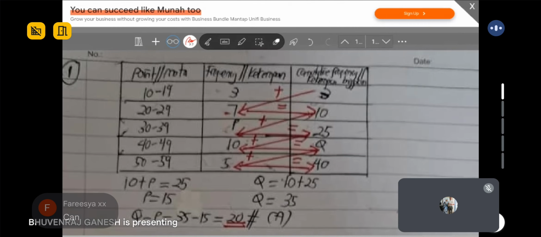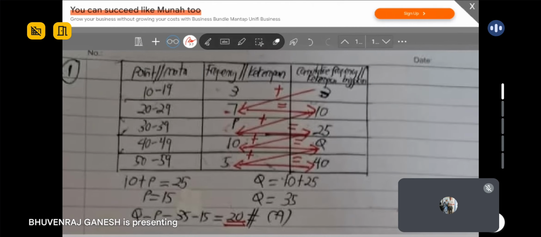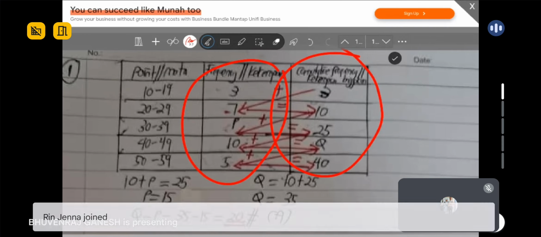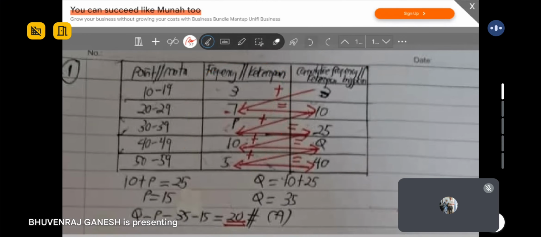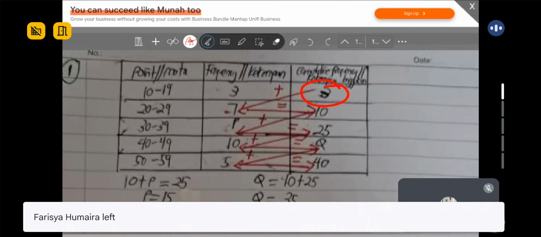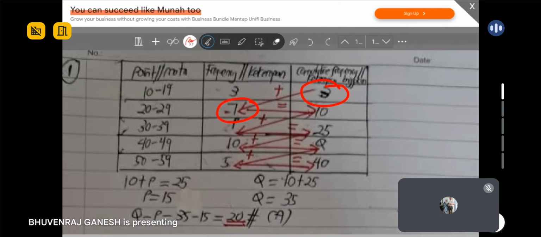Okay, so now guys, how to get P and Q? Okay, sangat senang guys. You must understand that this one is frequency, this one is cumulative frequency. Okay, dua benda berbeza. Kekerapan longgokan. So macam mana dapat kekerapan longgokan guys? How do you get cumulative frequency? It is just basically you take the value over here, example 3, plus the value over here, 7. So you will get the answer 10.